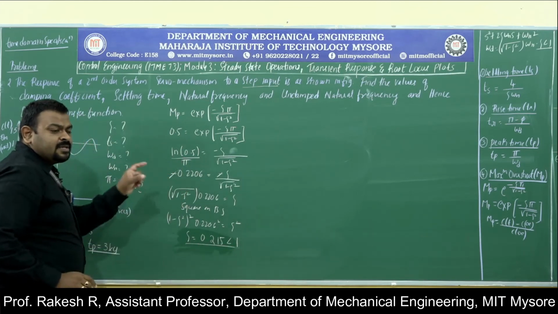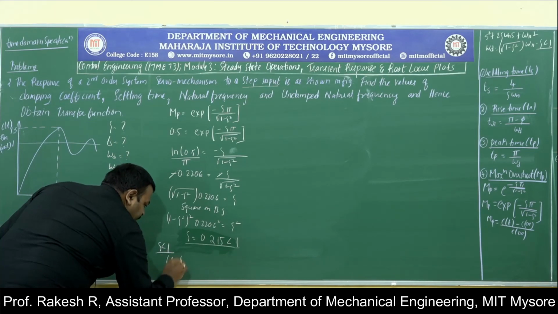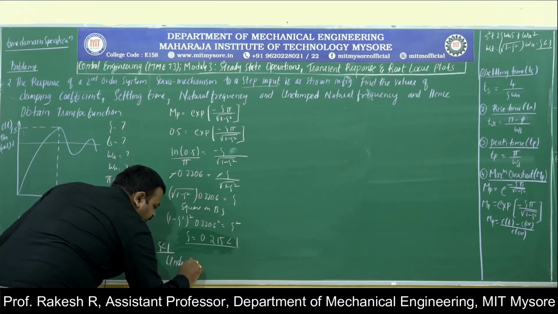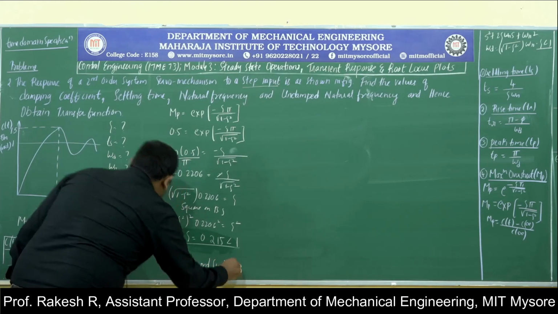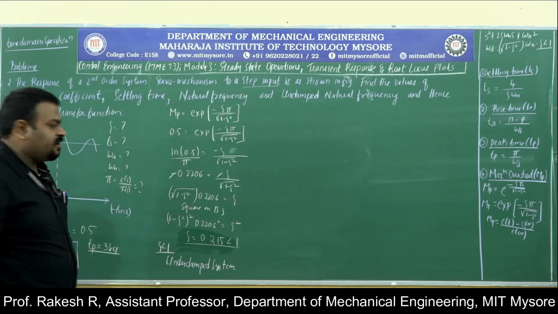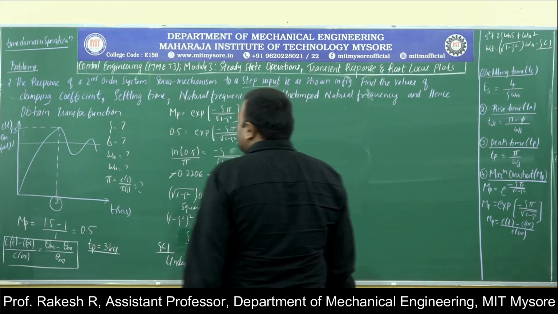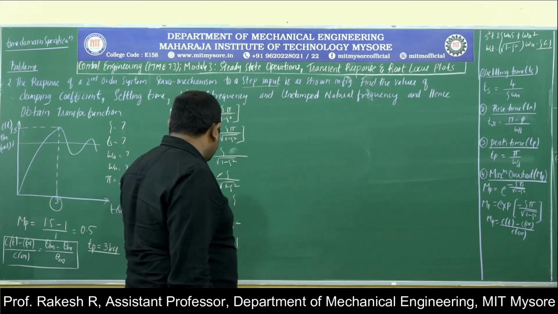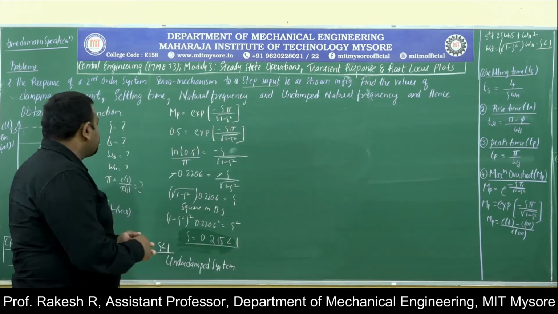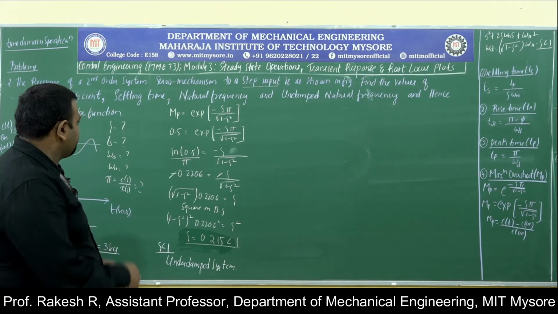Very important thing: since zeta is less than 1, this system is an underdamped system. Why is this important? Because you have to write the overall transfer function of the system. After finding this, let us calculate the time domain specifications. We calculated zeta, then we need to know what is omega n.